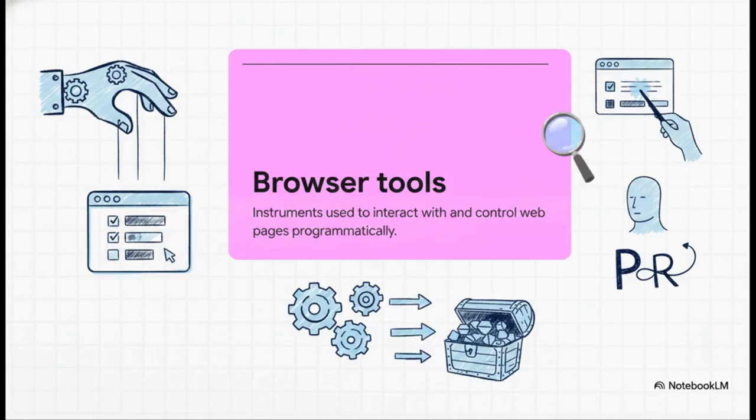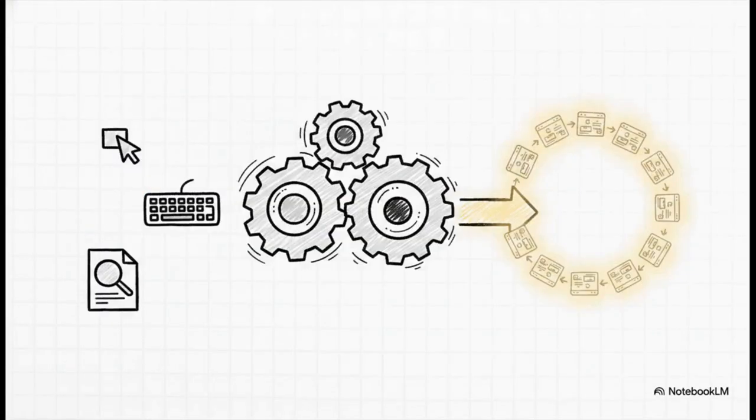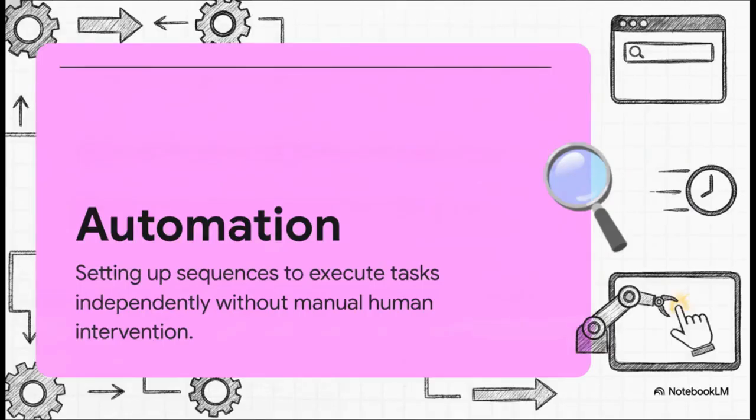Think of them as your programmatic hands that can fill out forms, execute JavaScript, open new tabs, and navigate through the absolute maze of any web environment you target. Once you have those programmatic hands ready, well, we need to actually put them in motion, right? And that brings us to Pillar 2, automation. Automation is simply the process of setting up sequences to execute tasks independently, without manual human intervention. Basically, you are choreographing a super precise set of instructions for your browser tools to follow.